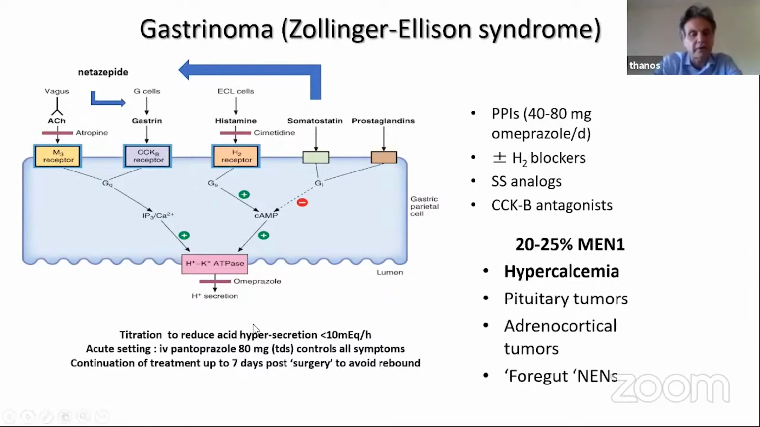And in the acute setting, we have to give high doses of IV pantoprazole. And we have to remember that we have to keep the treatment for after surgery, if this is the treatment that we have chosen to do, because they can have rebound effects. And we never forget that these patients can present with MEN1 syndrome. We have to take that into consideration.